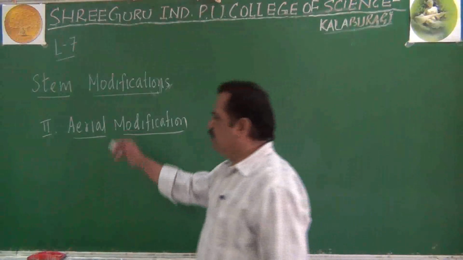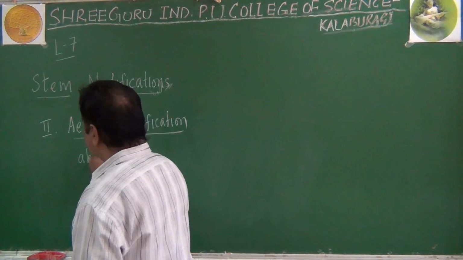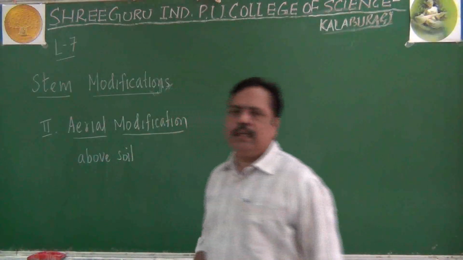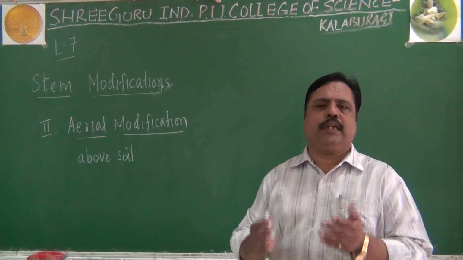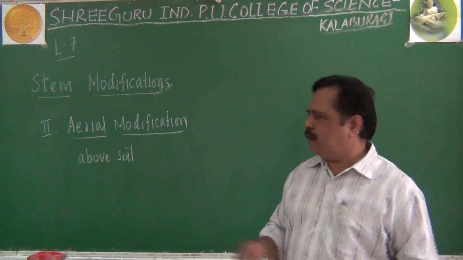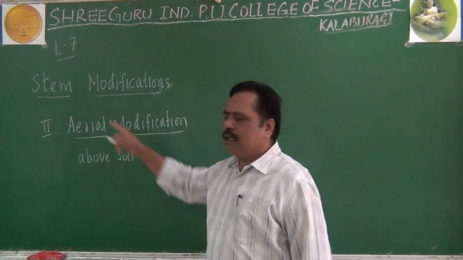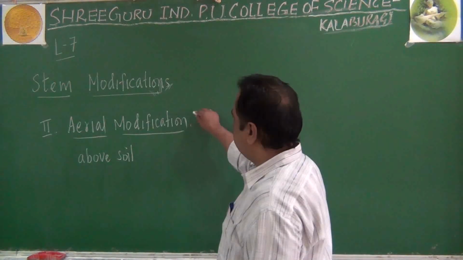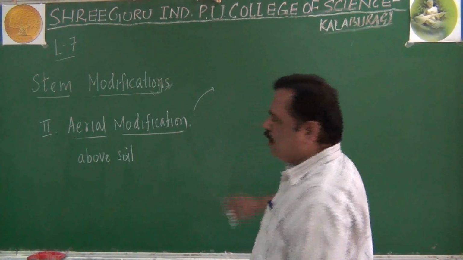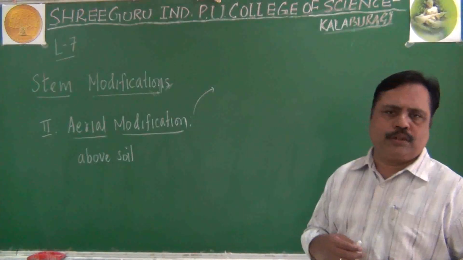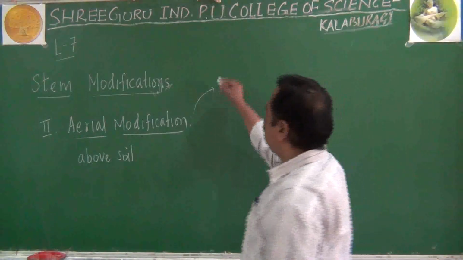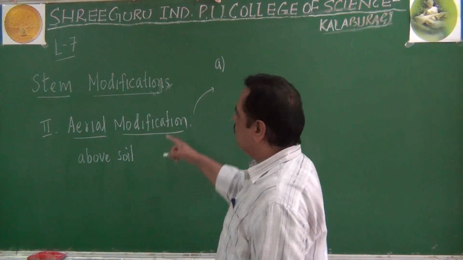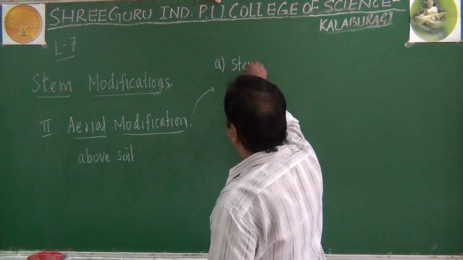Aerial modification can be found above the soil in angiosperms. Below the soil, if modifications are present, they are called underground modification. Above the soil is called aerial modification. Remember, for aerial modification, there are 4 examples. Again, we are going to study here. Remember, 4 to 5 examples are there. The first one we can remember here is stem tendrils.